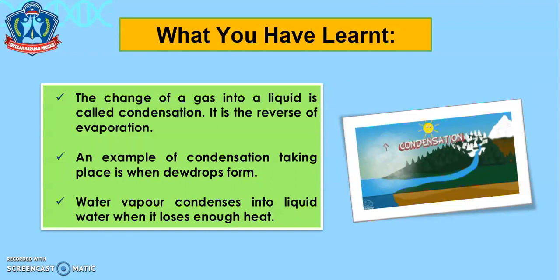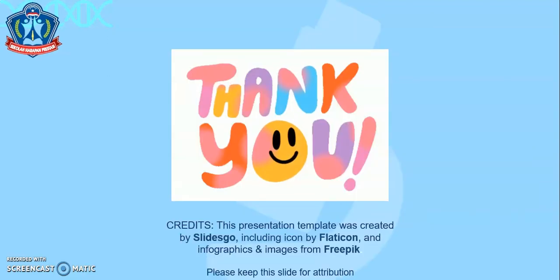So for Lesson C, we have learned that the change of a gas into a liquid is called condensation. It is the reverse of evaporation. An example of condensation taking place is when dewdrops form. Water vapor condenses into liquid water when it loses enough heat. And that ends Lesson C, children.